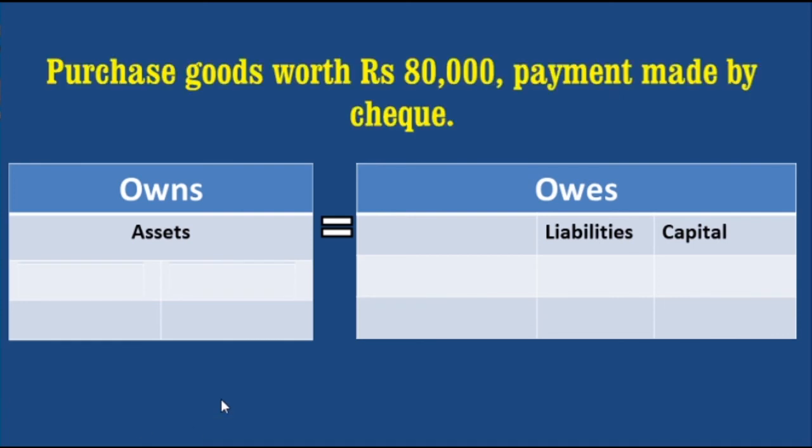Next transaction. When goods are purchased for cash, it increases stock or the goods but decreases the cash or the bank balance on the asset side. This transaction does not affect liabilities and the capital. In contrary, if it was purchased on credit, liability would have been increased as a creditor.